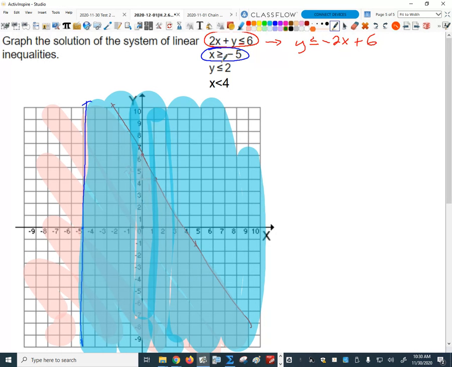What about the third one? Y is less than 2. What's that going to look like, Liliana? What's our boundary line here? 2. You'll go left, right. So horizontal or vertical? Horizontal. Horizontal, there you go. Good. And we're shading below, aren't we? Good.